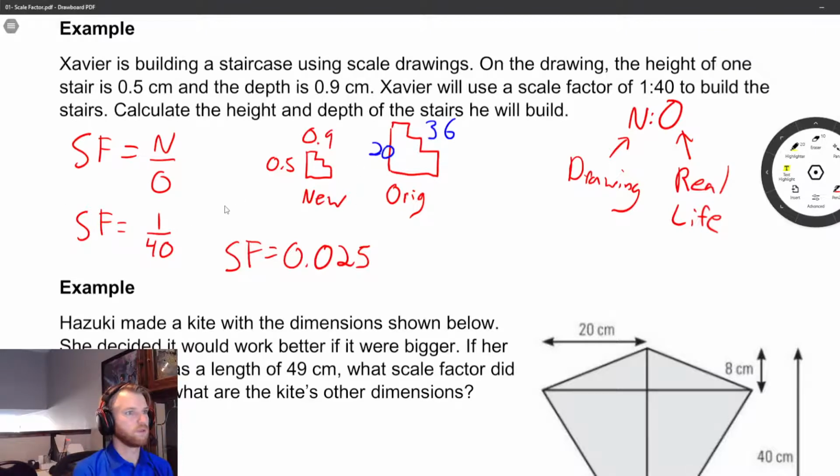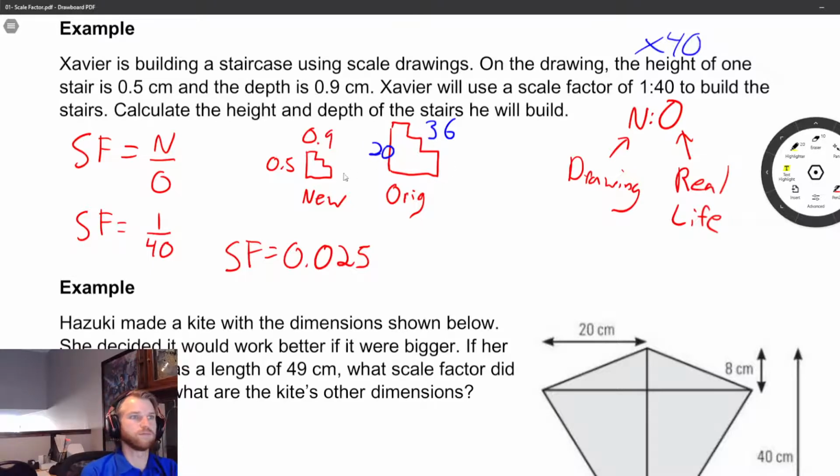So the other way that we could have done this, and this is a much more straightforward way of doing it, is thinking that if this is my drawing and this is my real life version, my real life version is going to be 40 times bigger. Okay, my real life version is going to be 40 times bigger than my drawing, 1 to 40. So I could just take my drawing and times it by 40, and that would give me my correct answer. If I took 0.9 and times it by 40, it would give me this exact same thing, 36. If I took 0.5 and times it by 40, it would give me the exact same thing here of 20.